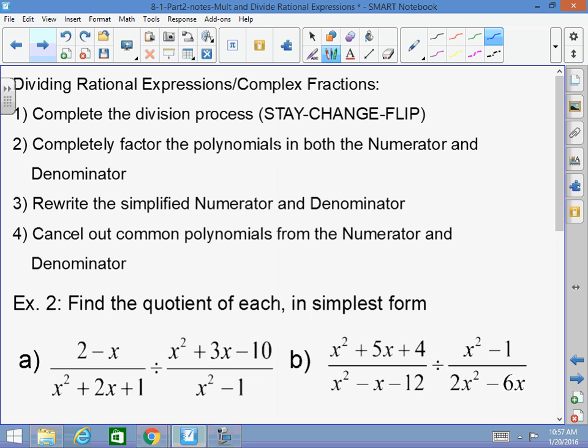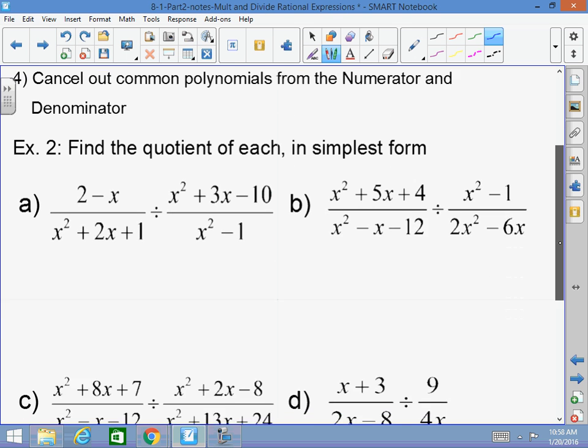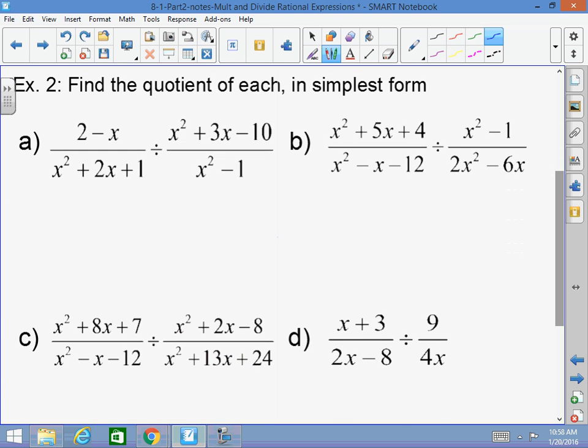Dividing is the same exact thing, except we got to do state change flip. So we complete the division process. State change flip, we know that. Completely factor the polynomials in both numerator and denominator. Rewrite the simplified numerator and denominator. Cancel out the common polynomials from numerator and denominator. Literally the same exact thing.